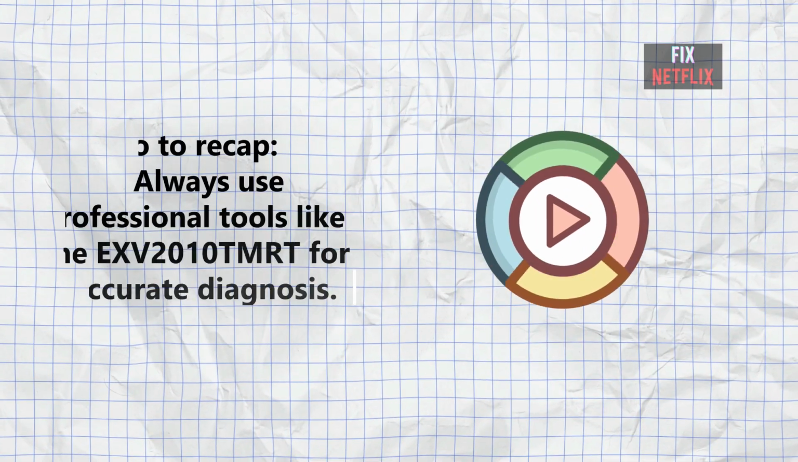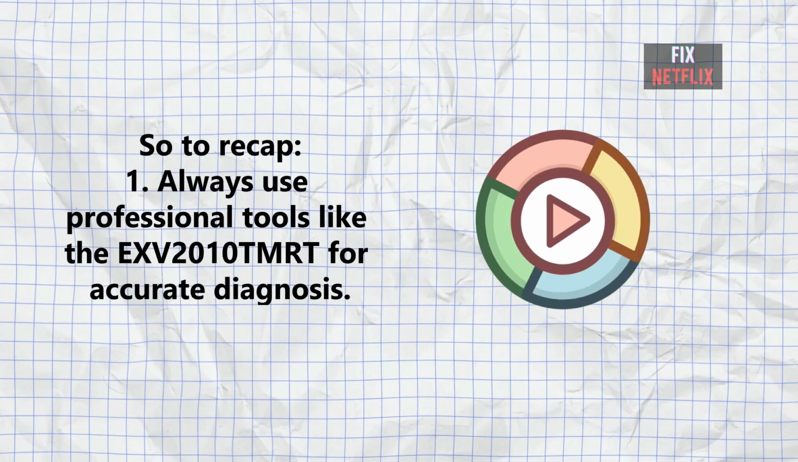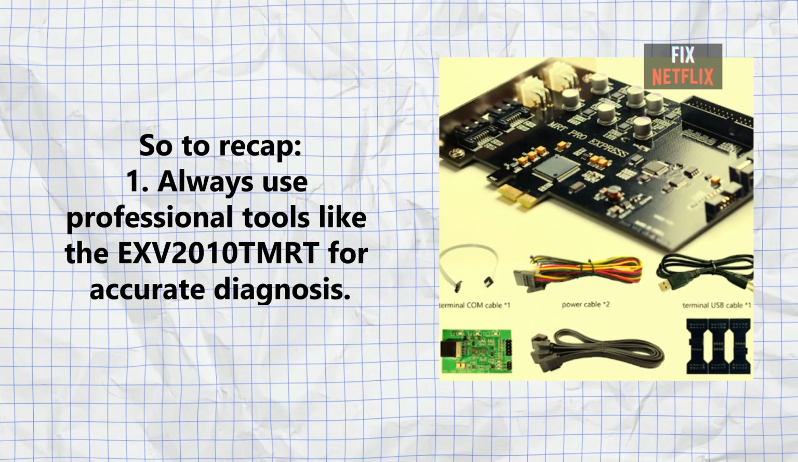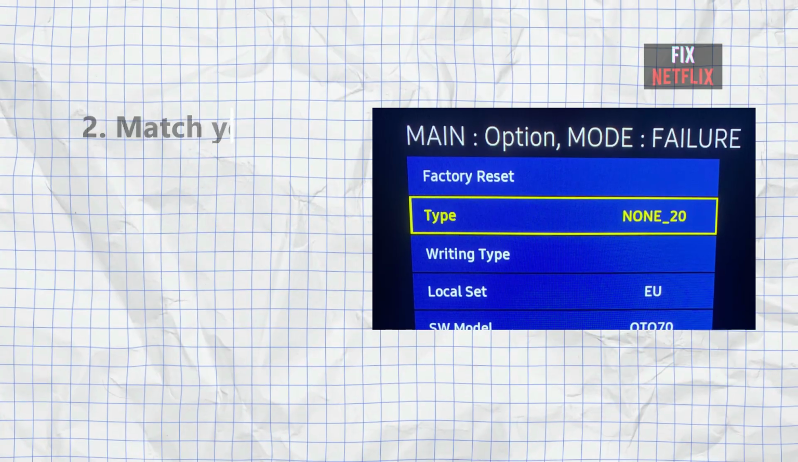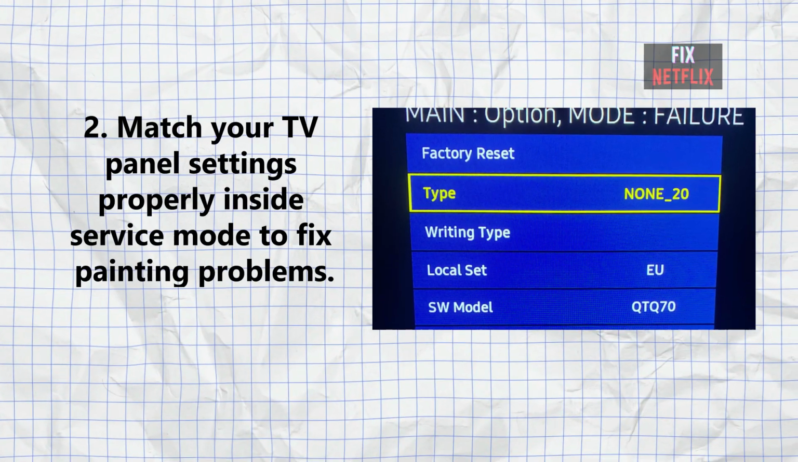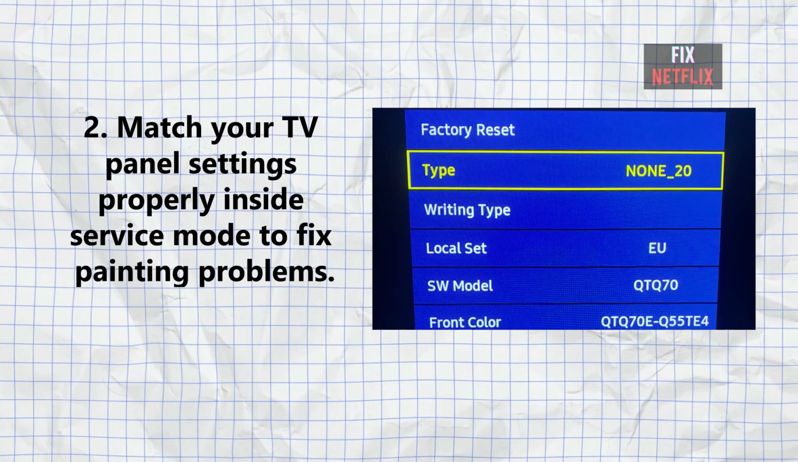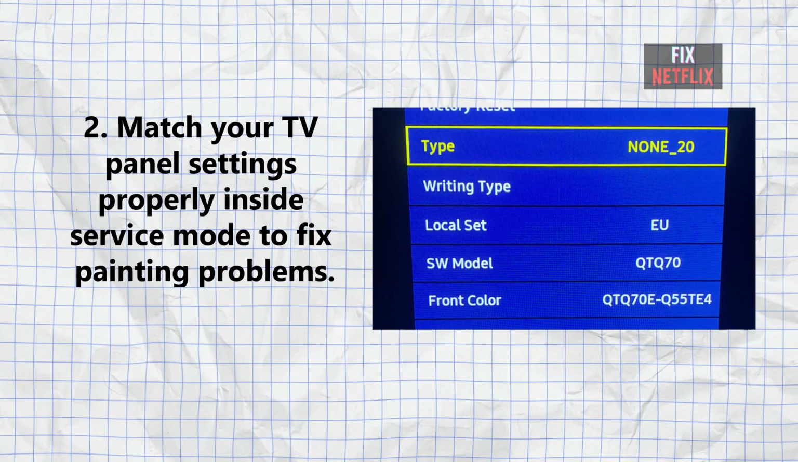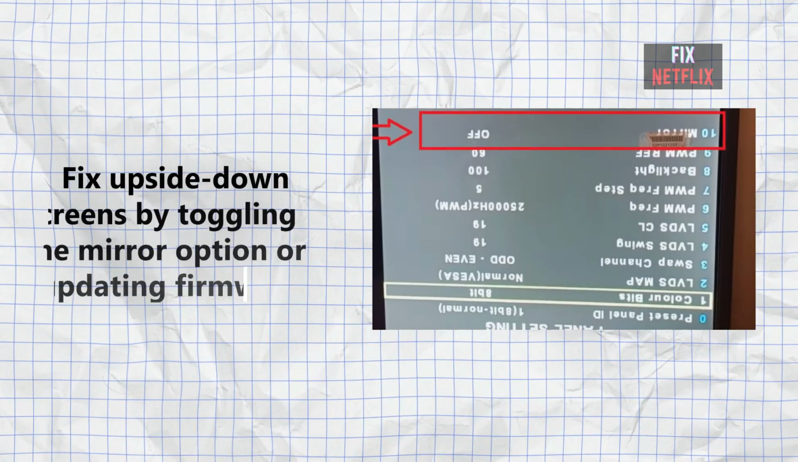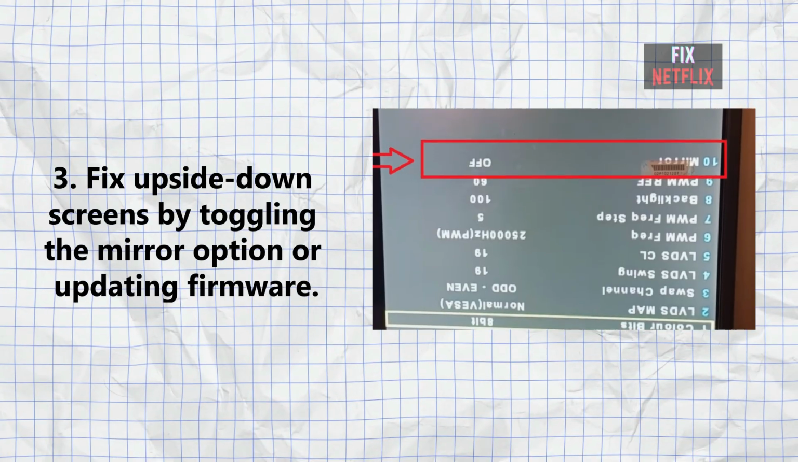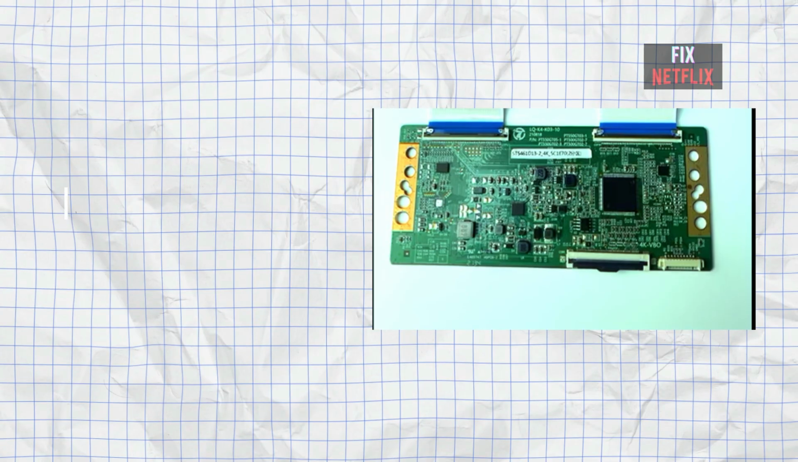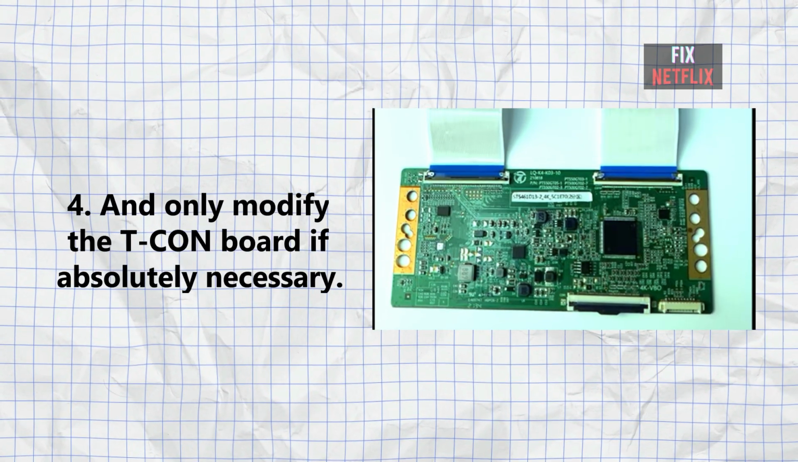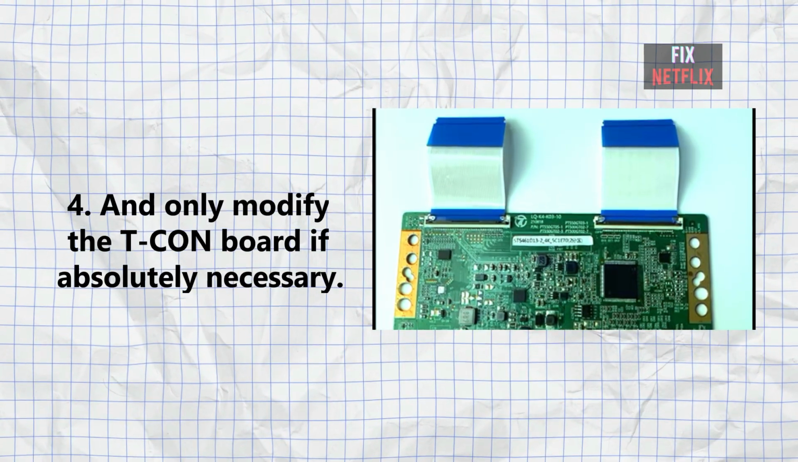So to recap: 1. Always use professional tools like the EXV2010TMRT for accurate diagnosis. 2. Match your TV panel settings properly inside service mode to fix painting problems. 3. Fix upside down screens by toggling the mirror option or updating firmware. 4. And only modify the TCON board if absolutely necessary.